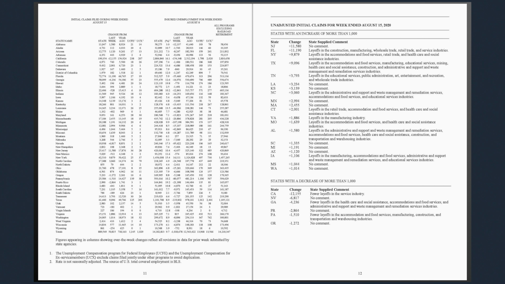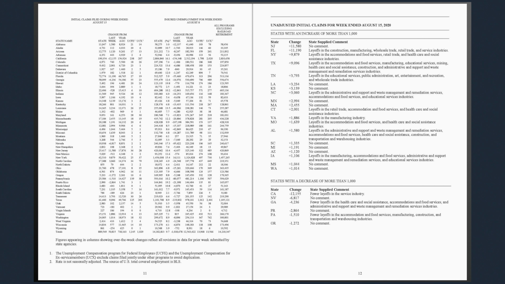2. Rate is not seasonally adjusted. The source of U.S. total covered employment is BLS. Unadjusted initial claims for week ended August 15, 2020. States with an increase of more than 1,000. State change. State supplied comment. New Jersey, plus 11,580. Florida, plus 11,190. Layoffs in the construction, manufacturing, wholesale trade, retail trade, and service industries. New York, plus 9,879. Layoffs in the accommodations and food services, retail trade, and health care and social assistance industries.